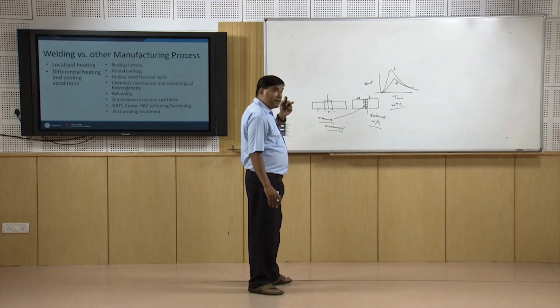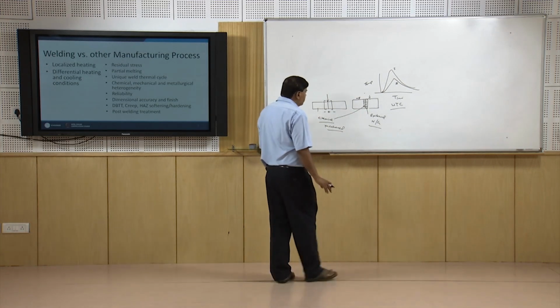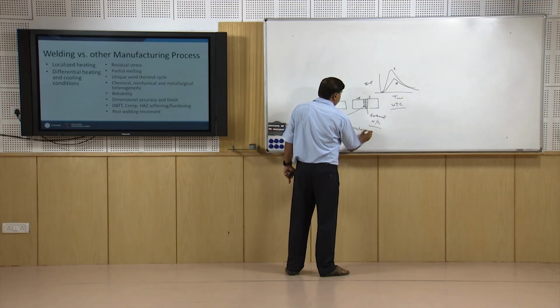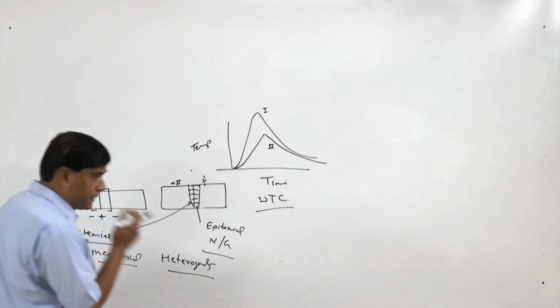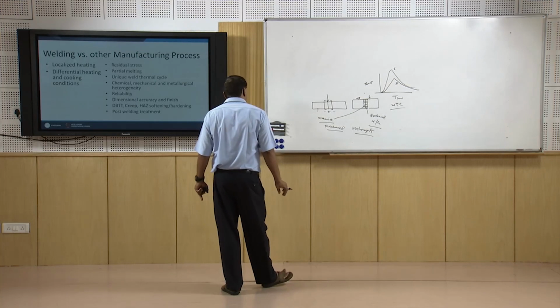Then we will see that the reliability of the joints is poor because of this heterogeneity aspect and the kind of stress concentration which exists in the weld joint. So, the reliability of the joints is poor.